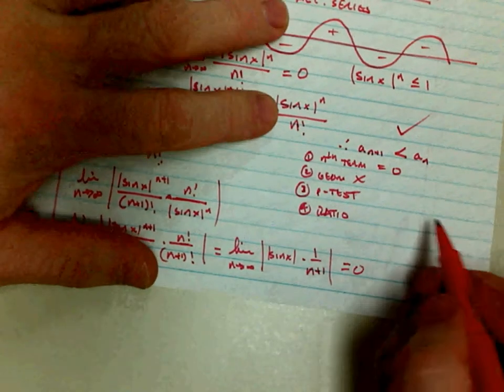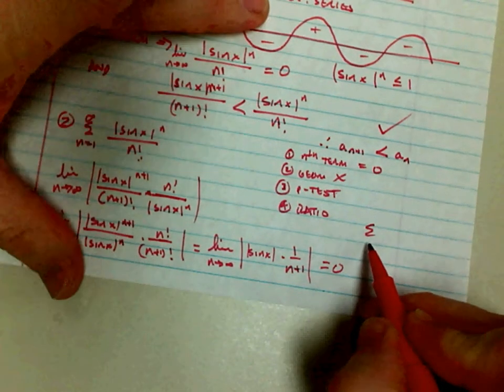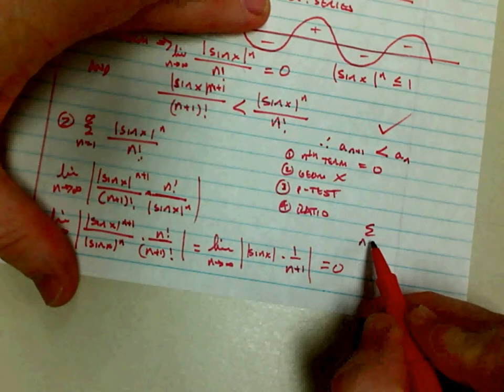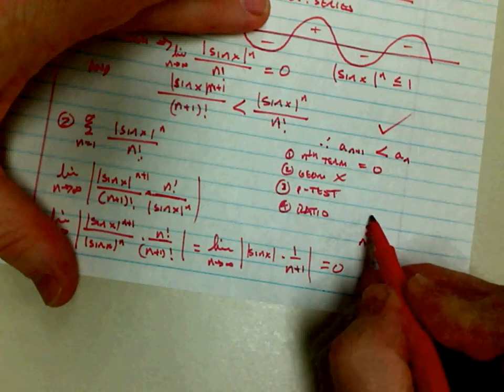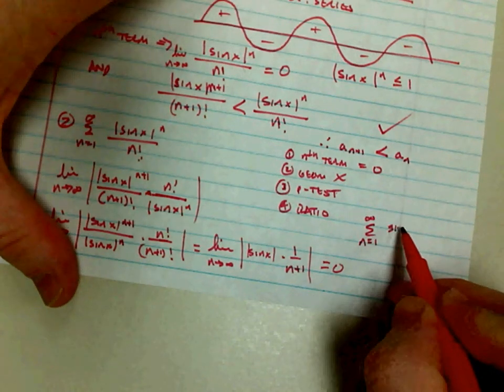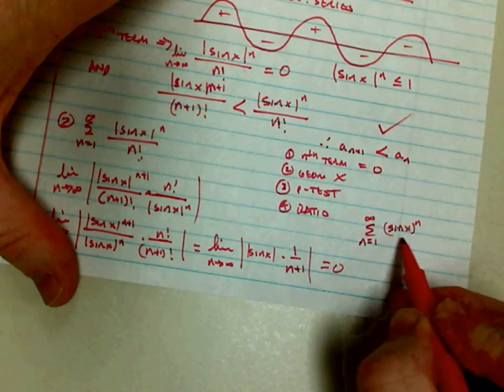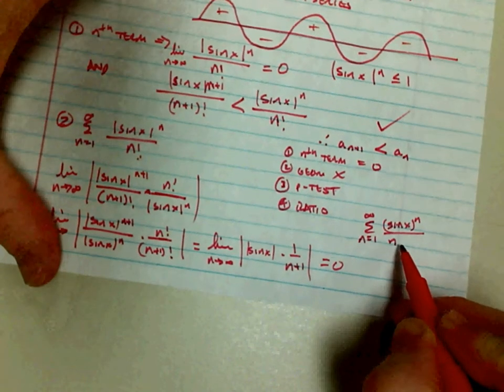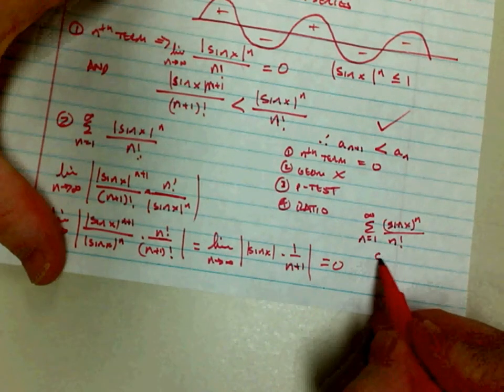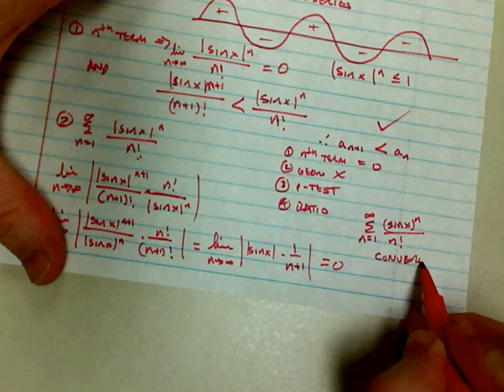sum, this series, the sum from n equals 1 to infinity of the sine of x to the nth divided by n factorial will converge absolutely.